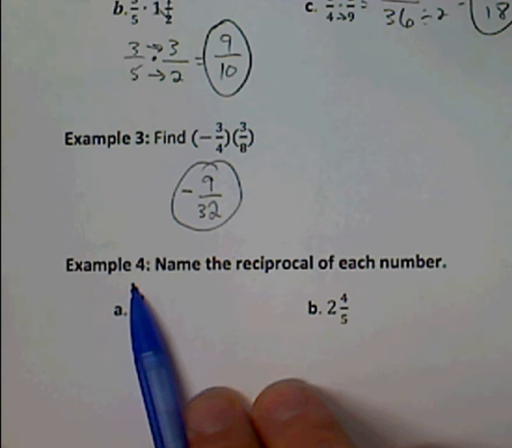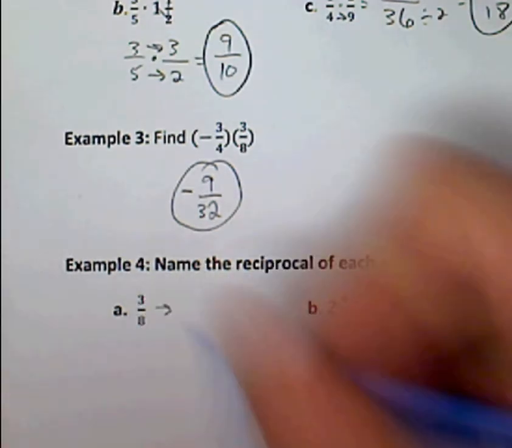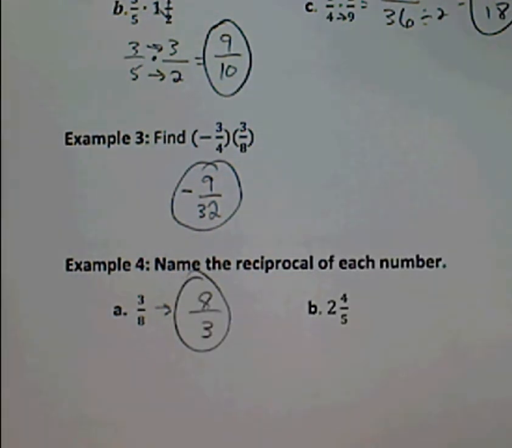Example 4. Name the reciprocal of each number. The reciprocal means to flip. If I have 3 over 8, that becomes 8 over 3. That's it.